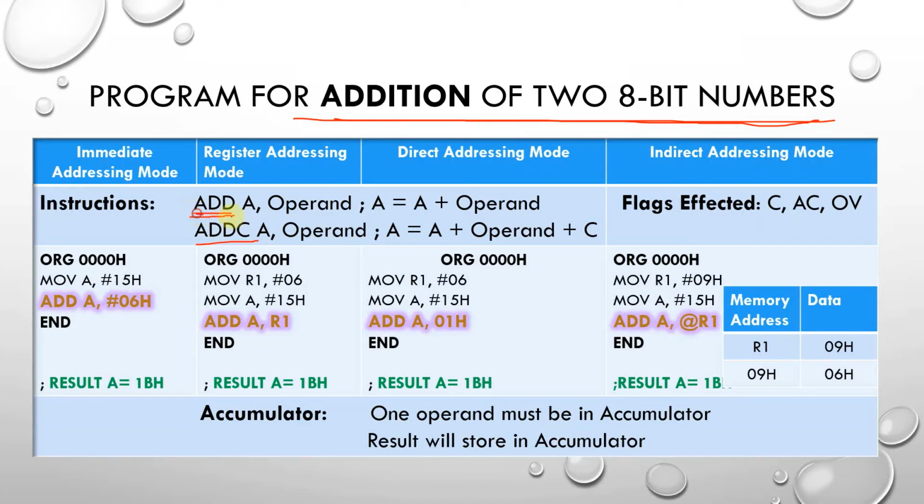The formats are ADD A, operand, and the operation performed by this instruction is A equals A plus operand. Now for ADDC A, operand, the operation performed is A equals A plus operand plus C. Now coming on to the ADD instruction and discussing it with an example. In this the operand can be in any of the addressing modes. It may be immediate, register, direct or indirect.